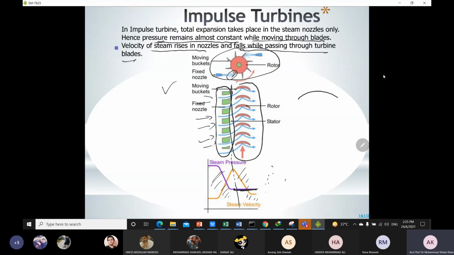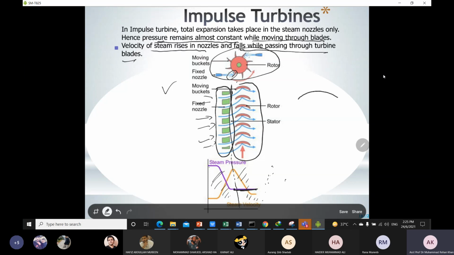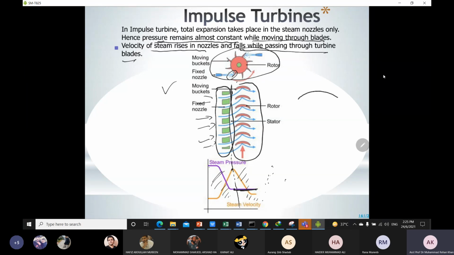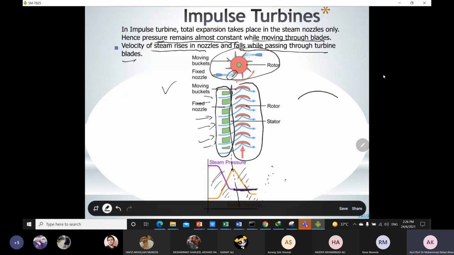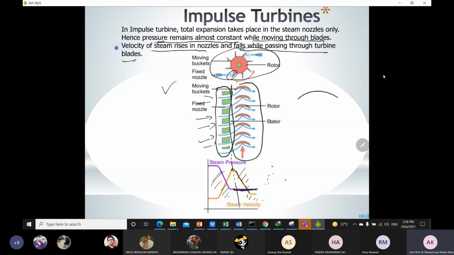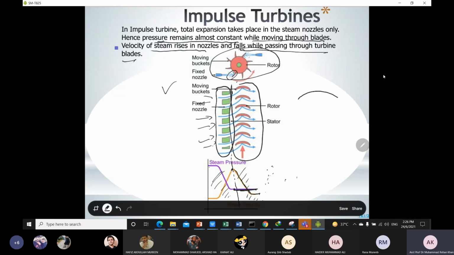If we look at the steam velocity, it is maximum at the outlet of the nozzle. Then it starts decreasing, because when the steam hits the blade, the blade absorbs some kinetic energy, and the velocity decreases in the moving blade section. So this is just a general graph for the pressure and velocity of an impulse turbine. I hope you get some understanding. If you have any question, you can also ask me.